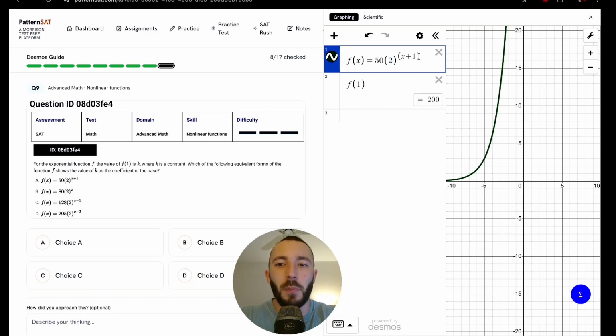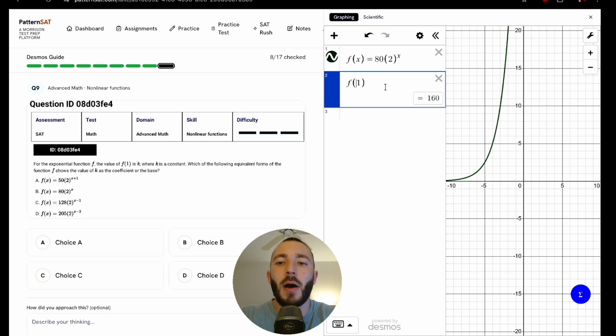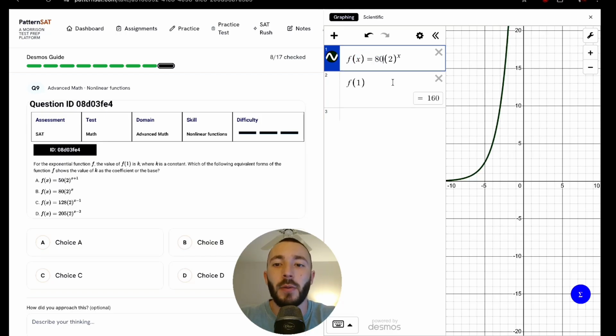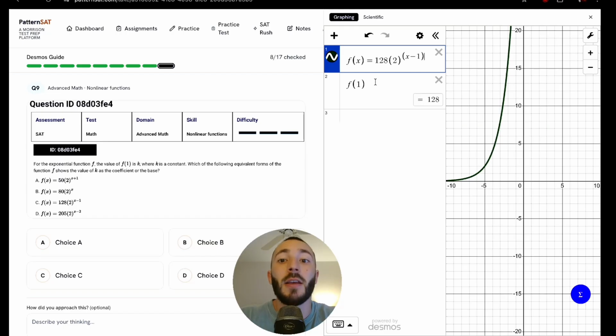Now, if we look at choice B, we make this x and we make this 80. Notice f of 1 automatically updates. It automatically sees what the new function is and says, okay, let's evaluate this one, x is equal to 1. This is 160. Again, we don't see the number 160 here or here, so this is not correct. Now let's try C. That's 128. And we have to make this x minus 1. And here we're good. Okay, so f of 1 is equal to 128. That's k. And we see k, or 128, right here. So C is going to be the right answer.